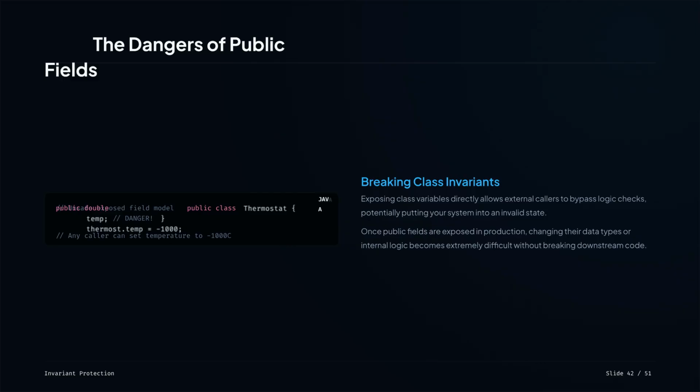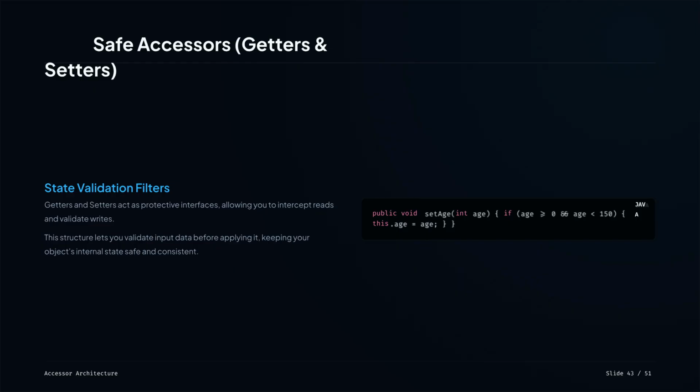Exposing fields directly is a dangerous practice. It allows external callers to bypass logic checks, potentially putting your system into invalid states that are extremely difficult to track down or refactor later in development. Getters and setters act as vital filters. By forcing external code through these methods, you gain the ability to intercept read requests and validate any writes, keeping your internal state consistent and secure.